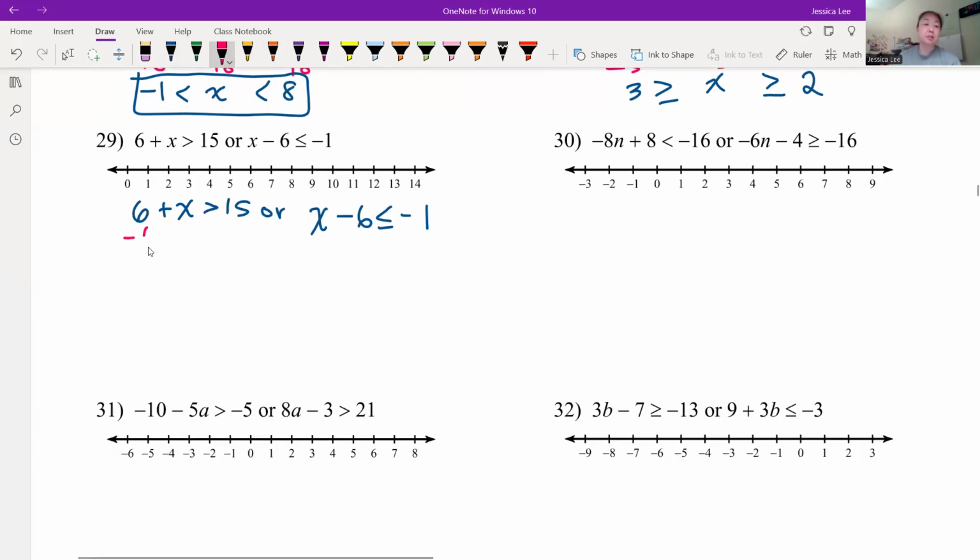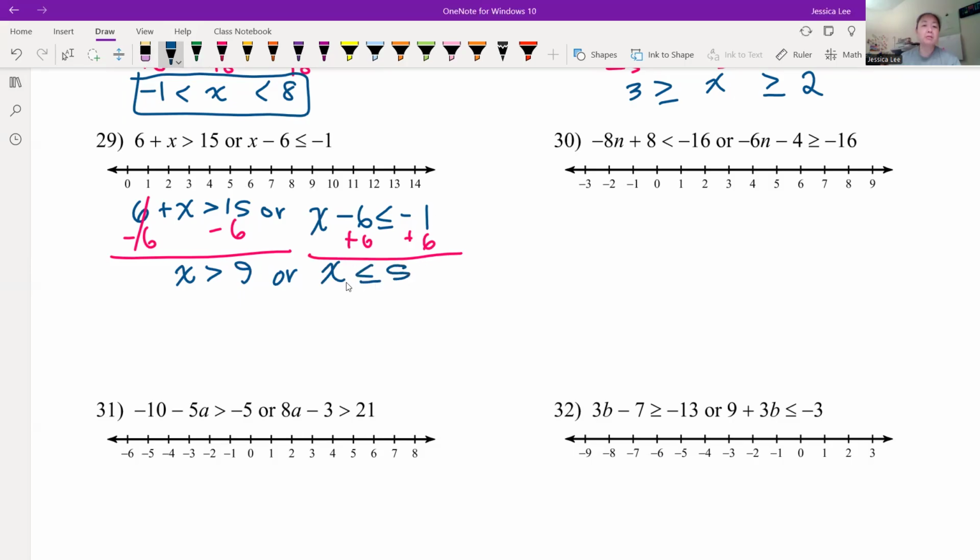Just one-step equations here. We're just going to subtract 6 on this one. We don't have both sides because there's only one inequality for each of them, right? So we just have x is greater than 9. Or, do this one really quick, we're going to add 6 to both sides, and what do we get? x is less than or equal to 5. So the criteria is twofold. It either has to be greater than 9 or has to be less than or equal to 5. Can't be both. That's why there's an or there.